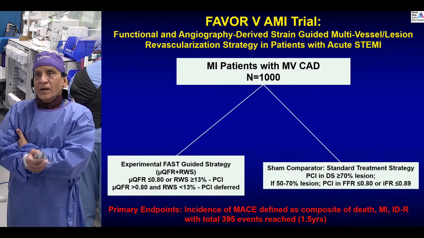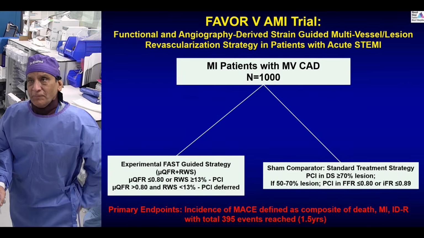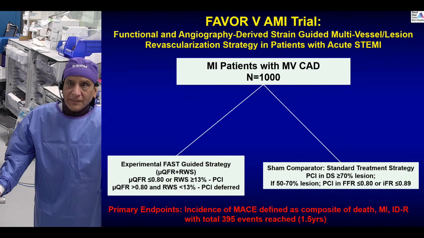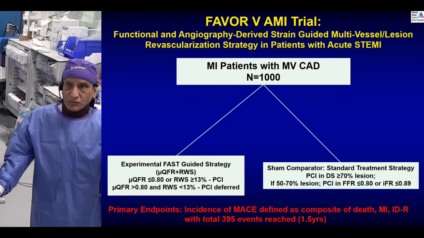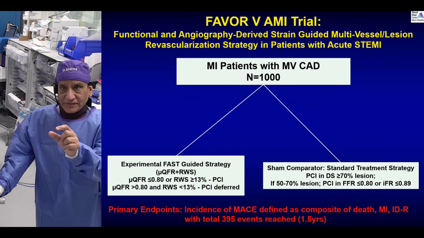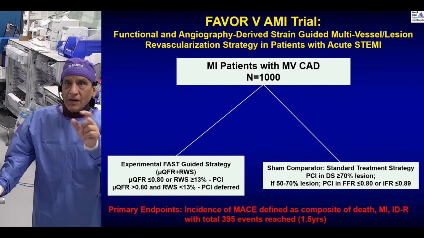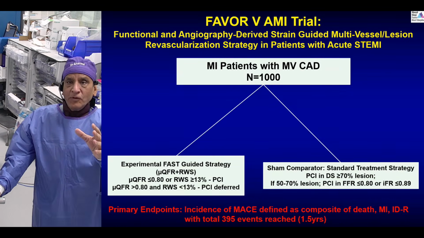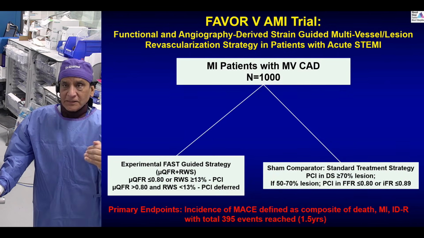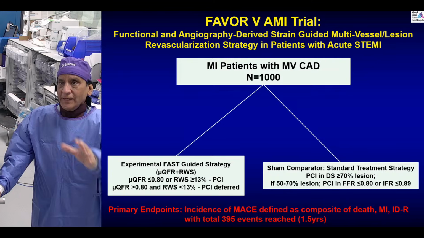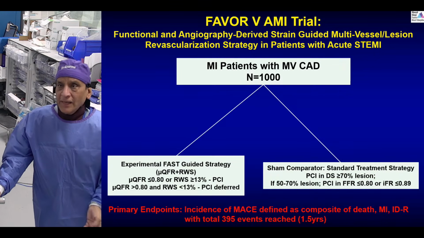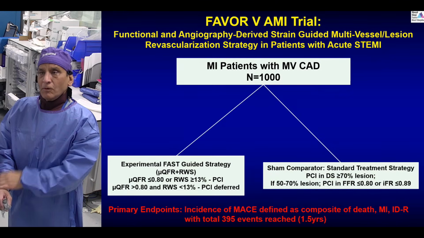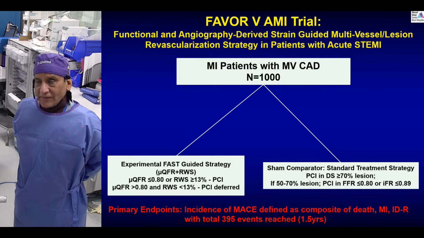The third trial is called the FAVOR 5 AMI trial, 1,000 patients with multivessel disease in acute STEMI, where we have the new measurement of FFR called QFR, which we have shown, and then they have the regional wall stress. So they say RWS is a marker of vulnerable plaque. So they have the whole criteria. RWS has to be more than 13% and QFR less than 0.8: do PCI. But if it is less than 13%, it means it's not a vulnerable plaque, and you don't do the PCI. On the other side, you do a PCI based on your regular plan, that is FFR of less than 0.8. If your lesion is 50 to 70, and if the lesion is more than 70, you go ahead with the PCI.